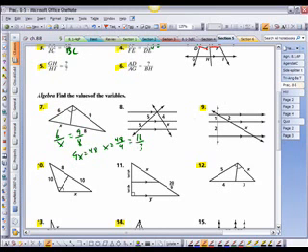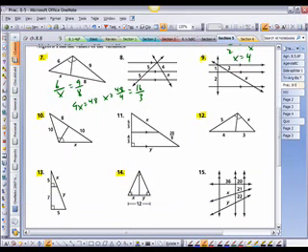Over here, 1 divided by 2 equals 2 over x. This is the first one where these are parallel, so this is the side splitter theorem it was called. Cross multiply, you get x is 4. This is back to the triangle angle bisector theorem, so x over 10 is equal to 10 over 8, so 8x equals 100. Divide by 8, x is 12.5.